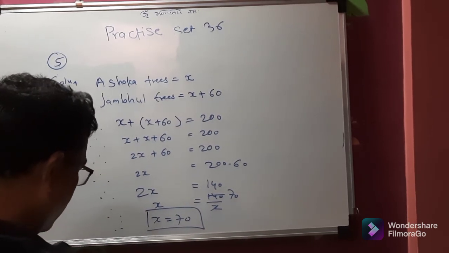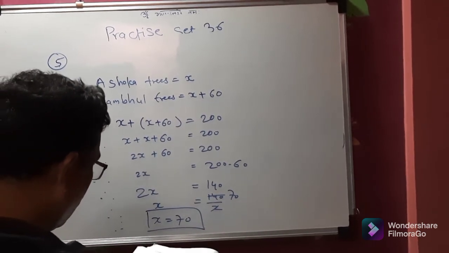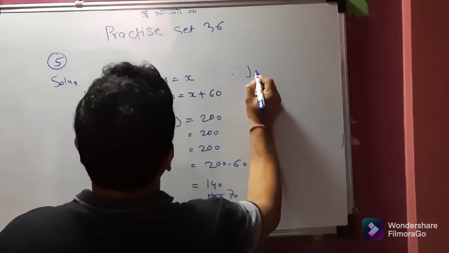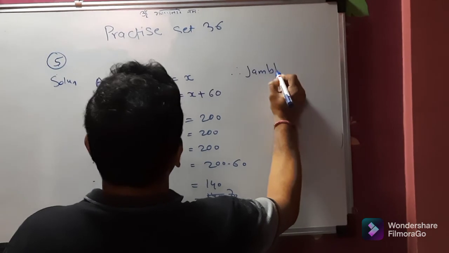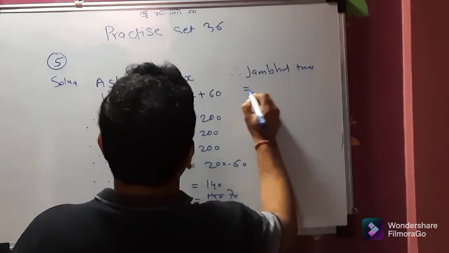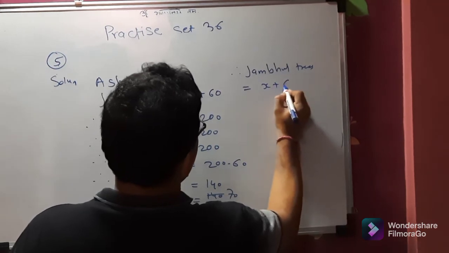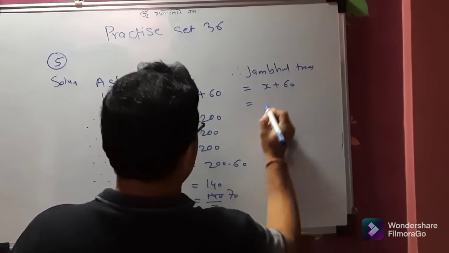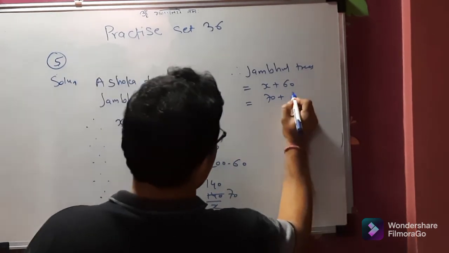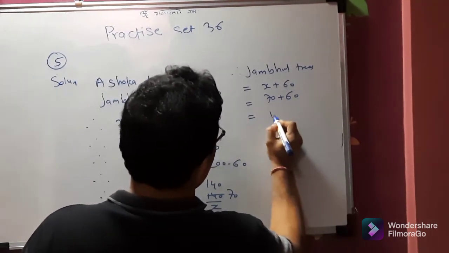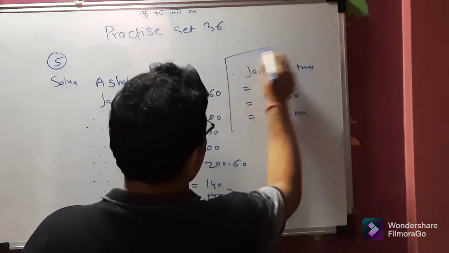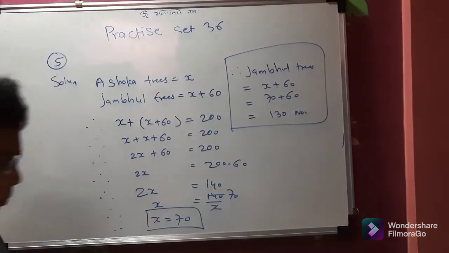How many jambul trees were planted? Jambul trees is equal to x plus 60. Here x is 70, so 70 plus 60 is equal to 130 trees. This is the answer of this question.